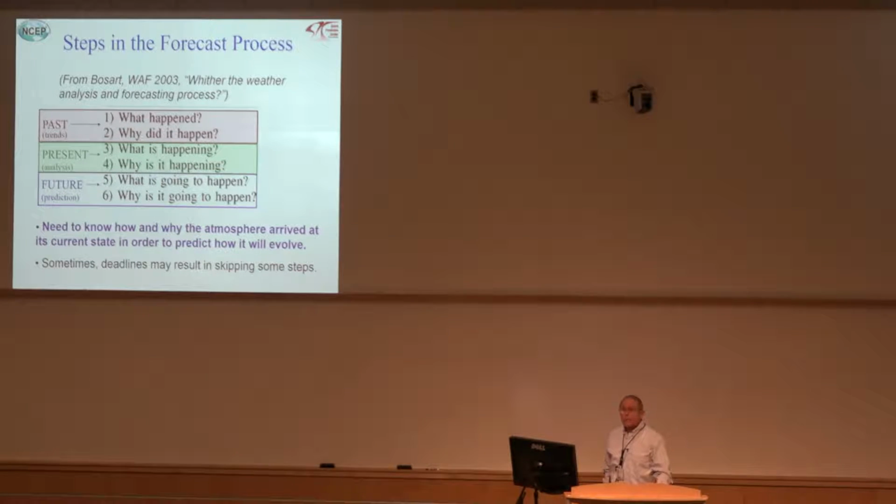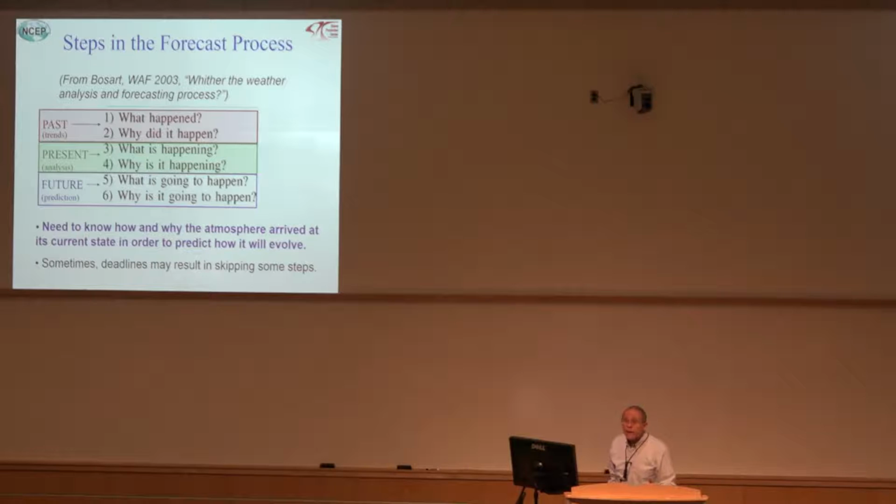So then what's happening right now? Analysis of the current, whether it's the latest satellite imagery, latest radar, latest other types of observational data. What's happening right now? And more importantly, why is it happening? Do we understand the physical processes? So 1, 2, 3, and 4 are linked. How did we get to the present time? What are the processes taking place? What's happening right now and why?